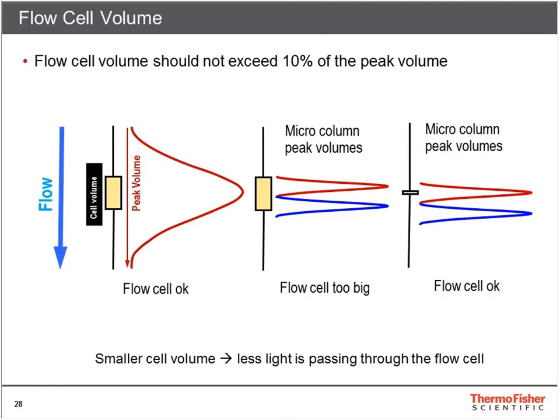In the middle example, the volume of the cell is so high that 2 peaks can be in the cell at the same time. If this were a real sample, you would only have seen 1 peak with a strange peak shape. In the third example, the smaller cell is used and the peaks are separated.